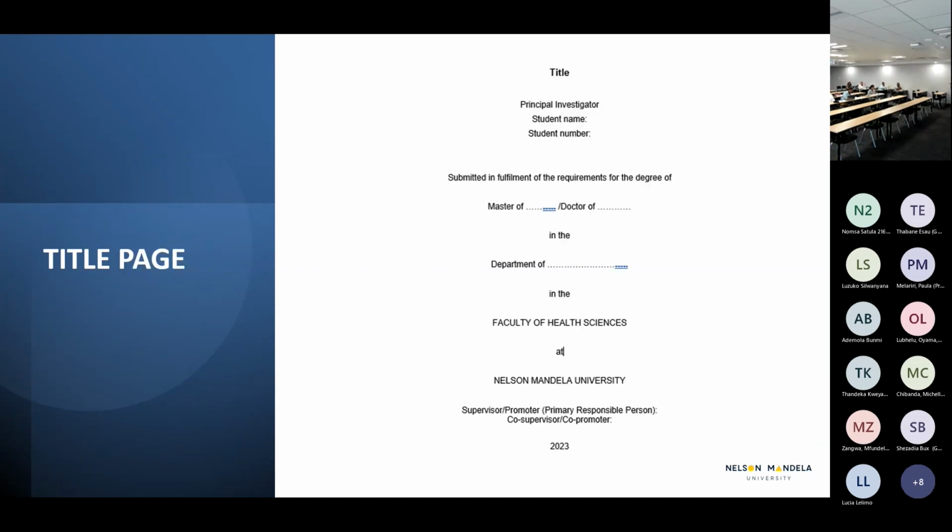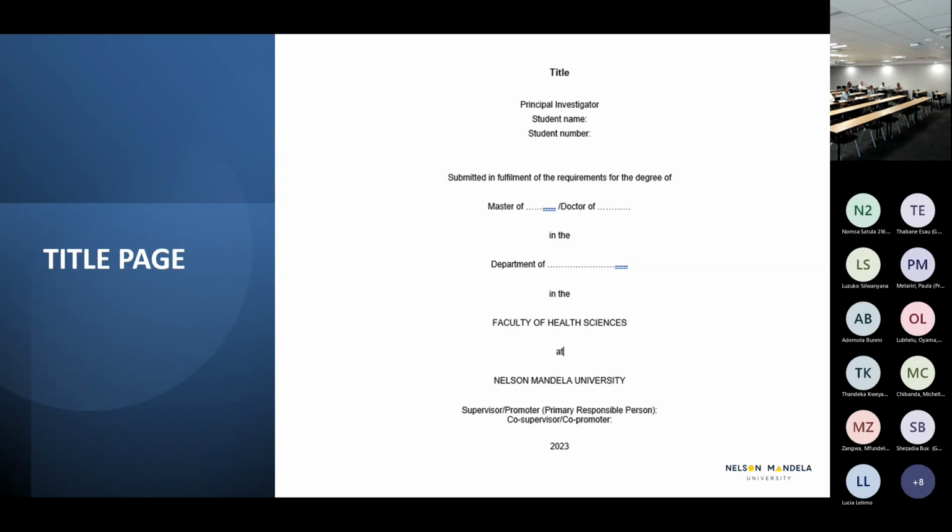So the title is then presented on a title page. This is the title page, and everybody has to have the same title page. So all the details there, and what we've tried to do is just include the principal investigator and student. That's just to show you the link between the proposal and the REC-H form, because in the REC-H form, there's a distinction between the PRP and the PI, the primary responsible person. That is at the bottom there, you can see that is your supervisor or your promoter.